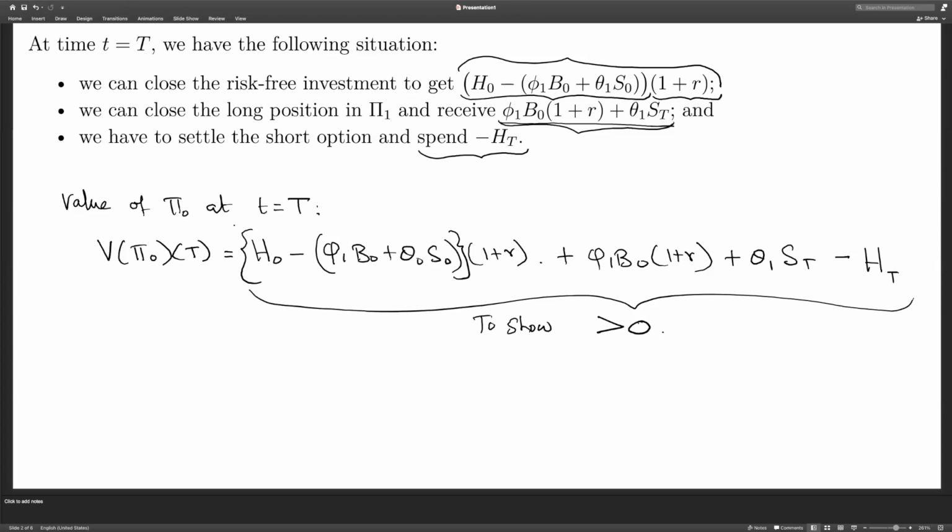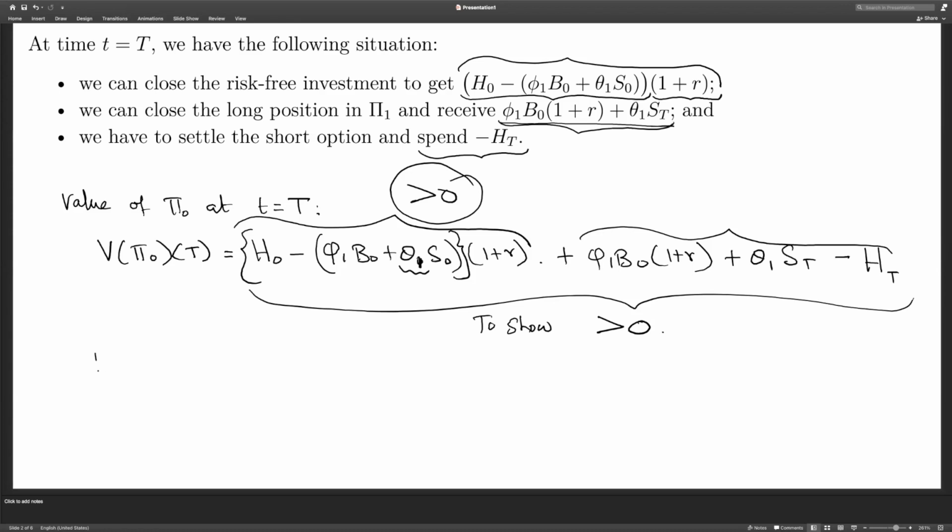In that, you can see that this term is strictly greater than 0. Why? Because we have assumed that H naught is strictly greater than phi 1 B naught plus theta 1 S naught. I'm always making this mistake of writing theta naught. Please keep it in mind, it is theta 1 always. So we have assumed H naught is greater than this quantity. Therefore, this entire thing is greater than 0. That is already given as per our assumption. And now we will show that this part is greater than 0. This is what we have to show.